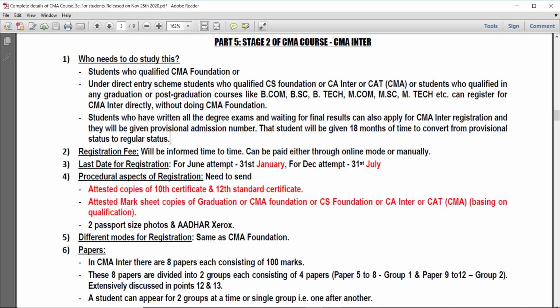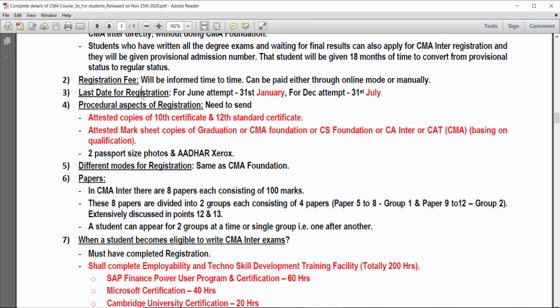So if you are in the last 6 months of graduation course, then you will be able to register to the CMA Inter course on provisional basis. And once you complete your graduation course, you can submit your pass certificate. That should be within 18 months from the date of your provisional registration. The registration fee will be informed to you later. The last date of registration is just like the CMA foundation course.